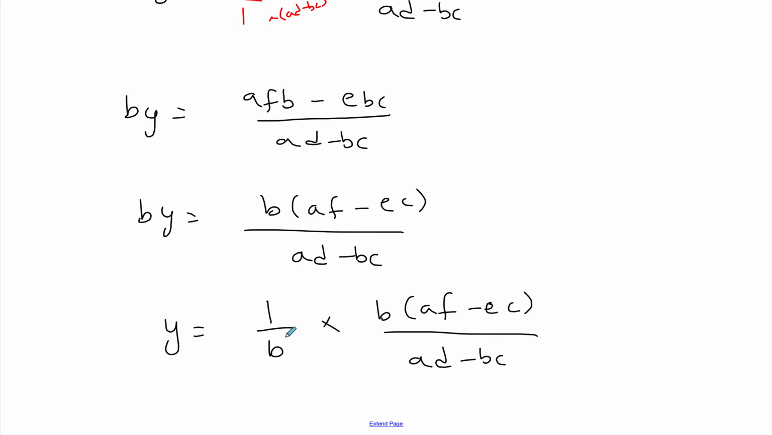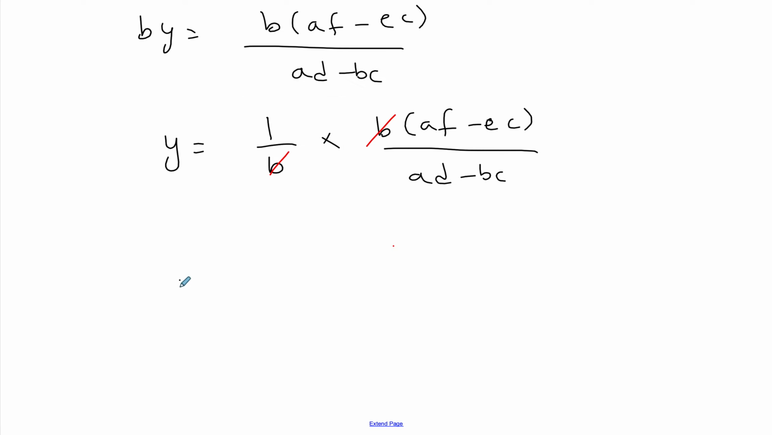And so this and this are going to cancel out, so I end up with af minus ec divided by ad minus bc. So overall, my solutions are, well, x is going to be ed minus fb.